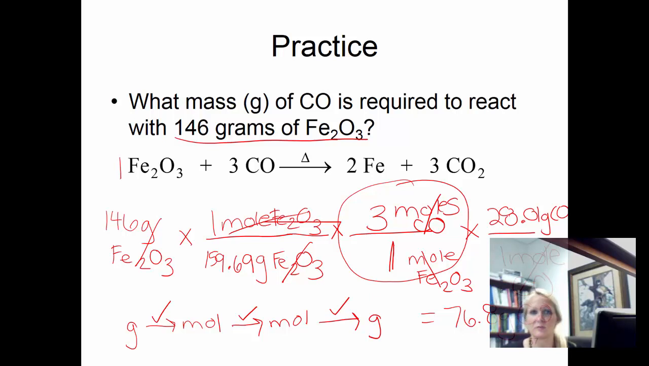This is one of the most common, biggest staples for your general chemistry classes, to be sure that you understand how to do these. So you hear grams to moles, moles to grams a lot. So practice these, and I will see you soon.